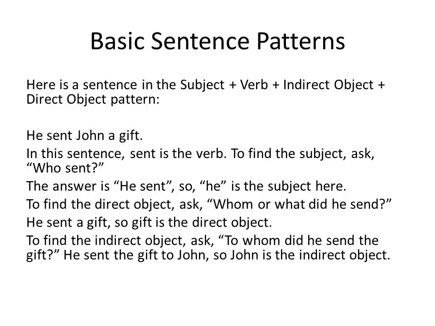To find the direct object, ask, whom or what did he send? He sent a gift. So, gift is the direct object. To find the indirect object, ask, to whom did he send the gift? He sent the gift to John. So, John is the indirect object.